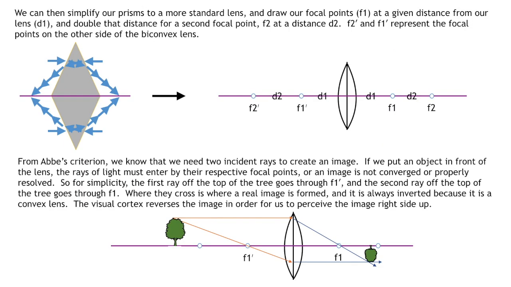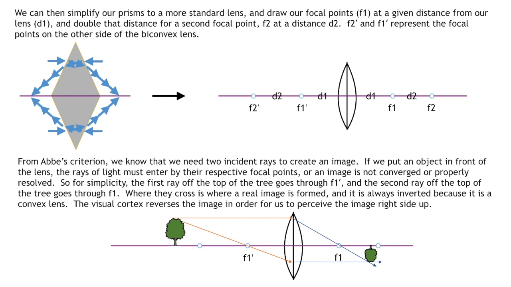We can then simplify our prisms to a more standard lens and draw our focal points f1 at a given distance from our lens d1, and double that distance for a second focal point f2 at a distance d2. And then f2 prime and f1 prime just represent the focal points on the other side of the biconvex lens at the same distance, just on the other side.